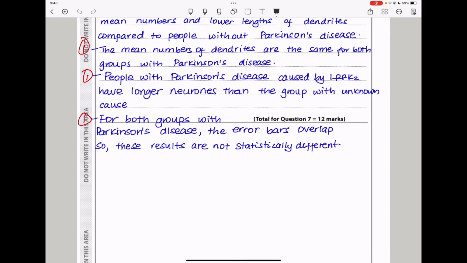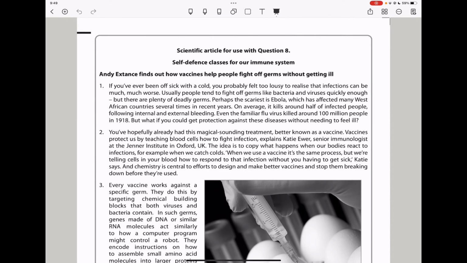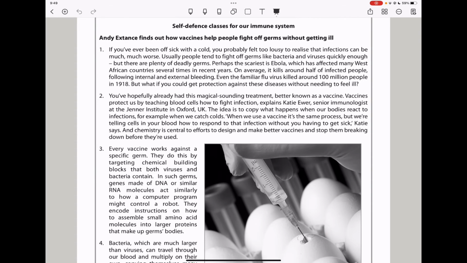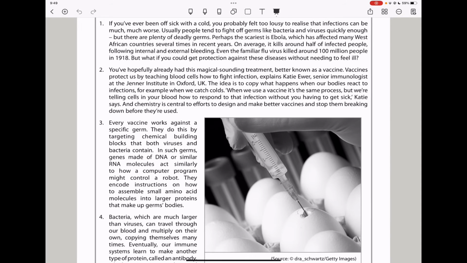So this brings us to the end of question 7. Let's continue to question 8. Question 8 begins with the scientific articles, so I'm going to show you. I will not read. I'll just be silent as I show you. You can go through the scientific articles slowly so that we can answer the questions later on.